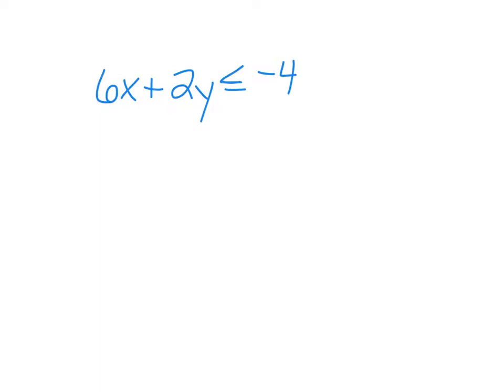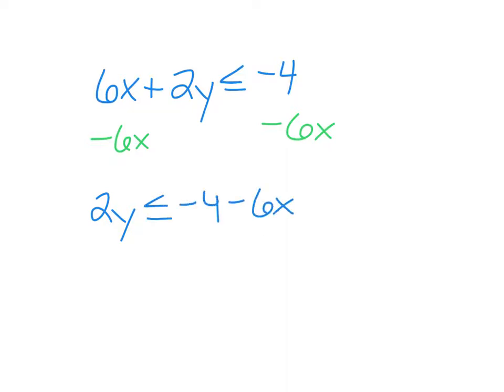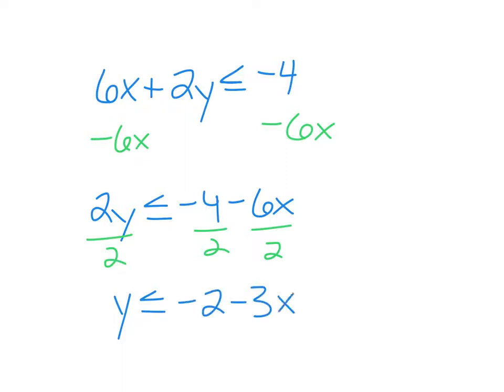So I wanted to work through a couple examples of graphing linear inequalities for you, just to refresh your memory. So remember, we're going to get y by itself. So I'm going to start by subtracting the 6x to the other side. So then it's going to be 2y is less than or equal to negative 4 minus 6x. And then I'm going to divide everything by 2. So then we're going to have y is less than or equal to negative 2 minus 3x. And then we're going to graph those and shade.